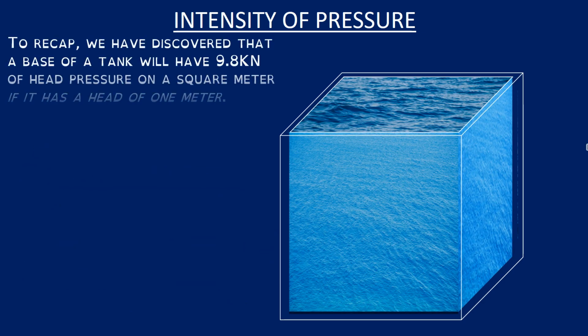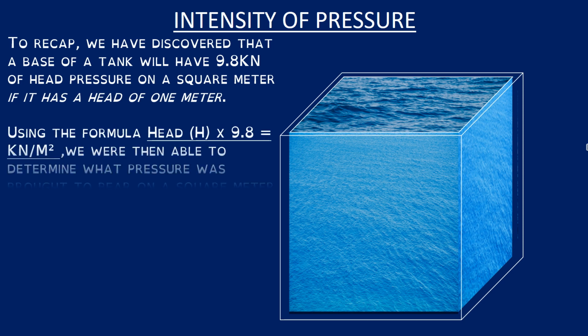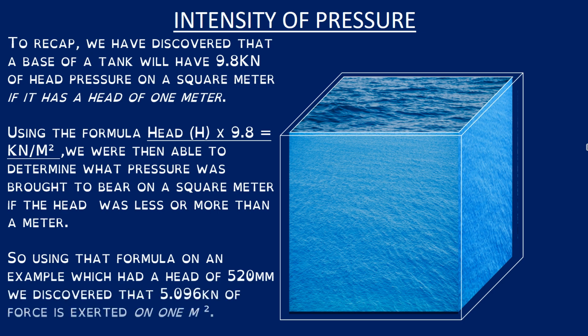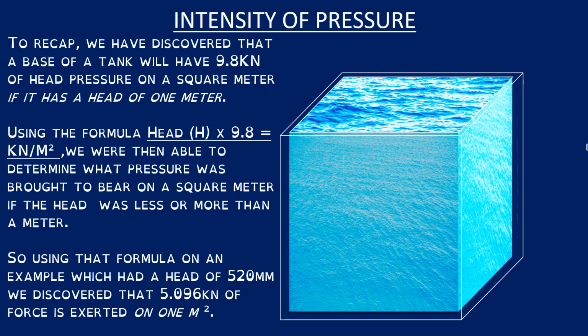So to recap, we have discovered that a base of a tank will have 9.8 kilonewtons of head pressure on a square meter if it has a head of 1 meter, using the formula head multiplied by 9.8 equals kilonewtons per square meter. So we were then able to determine what pressure was brought to bear on a square meter if the head was less or more than a meter. So using that formula on an example which had a head of 520 millimeters, we discovered that 5.096 kilonewtons of force is exerted on 1 square meter.